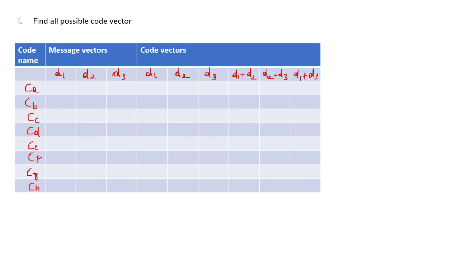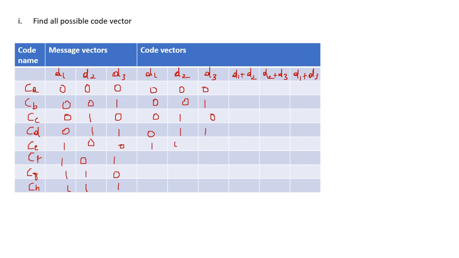Since we are going to get all 8 possible combinations, we'll fill the messages as 000, 001, 010, 011, 100, 101, 110 and 111. Now to find all possible code vectors, these 3 bits are the same, so we'll fill them as 000, 001, 010, 011, 100, 101, 110, 111.